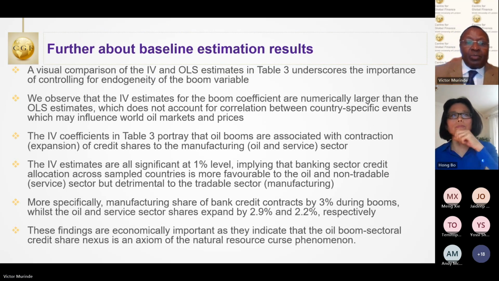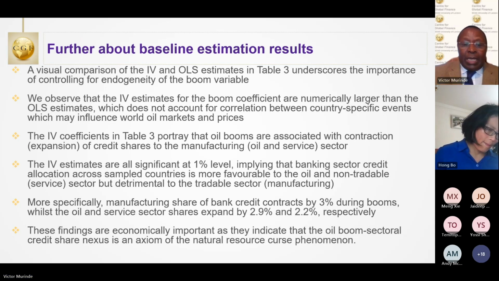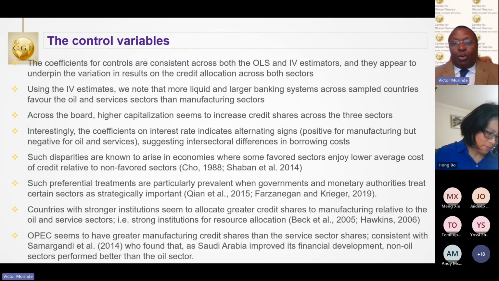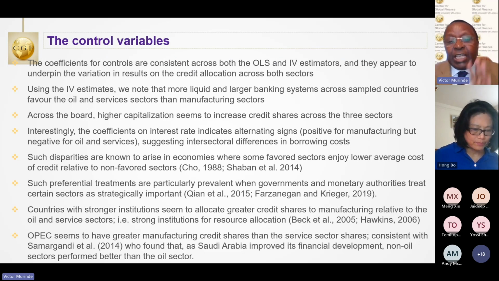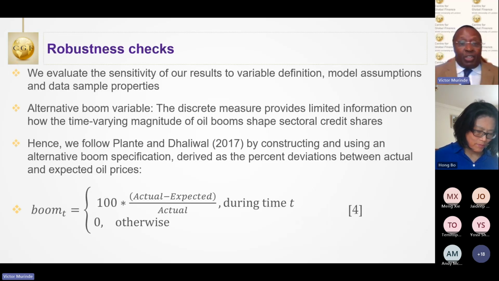Okay. Now, these are the control variables. The discussion here is to take each of the control variables and show that they behave as expected, consistent with the literature, so that our focus is primarily on the boom variable, the variable of interest.